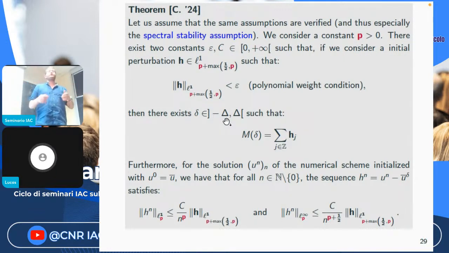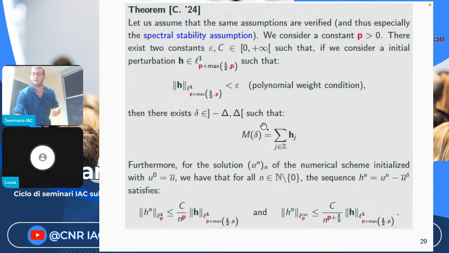If it's the case, you can prove first that the identification relation here, saying that the mass of your initial perturbation is equal to m delta, will be verified for some delta. And the second thing is that you can prove decay estimates on the sequences Hn at the rate 1 over n^p and 1 over n^(p+1/2), depending on whether you're looking in a polynomially weighted L1 space or a polynomially weighted L infinity space.